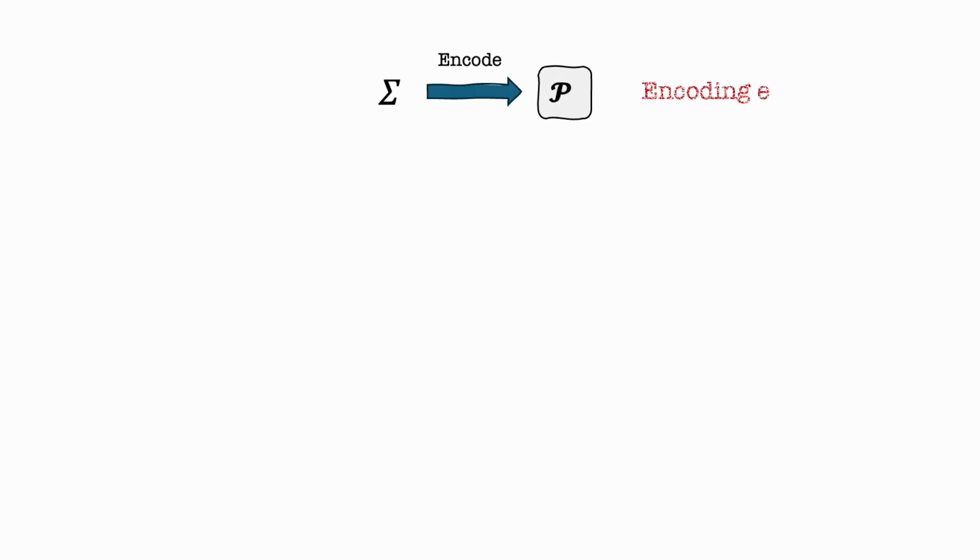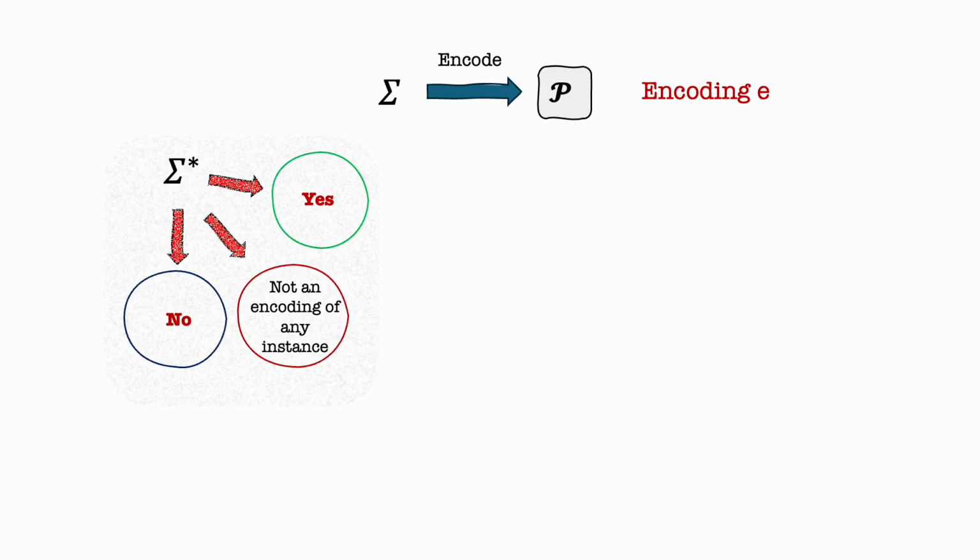Now, we use a finite set of symbols sigma to encode a decision problem P, and we call this the encoding scheme E. Based on sigma, we define sigma star, the set of all possible strings that can be formed using the symbols in sigma. These strings fall into three categories, but the ones that correspond to yes instances of problem P form what we call the language of the problem, denoted LP.